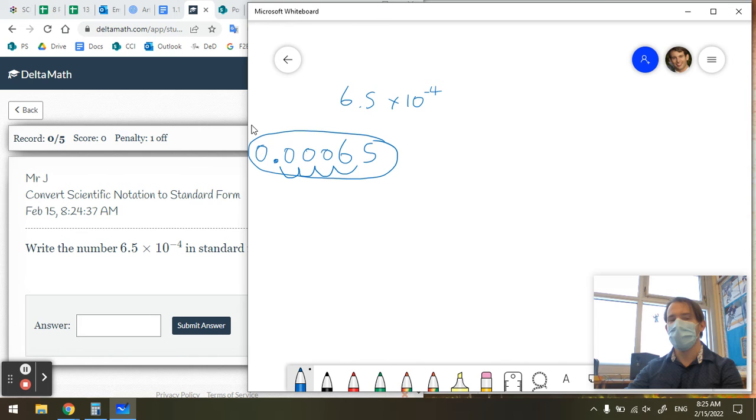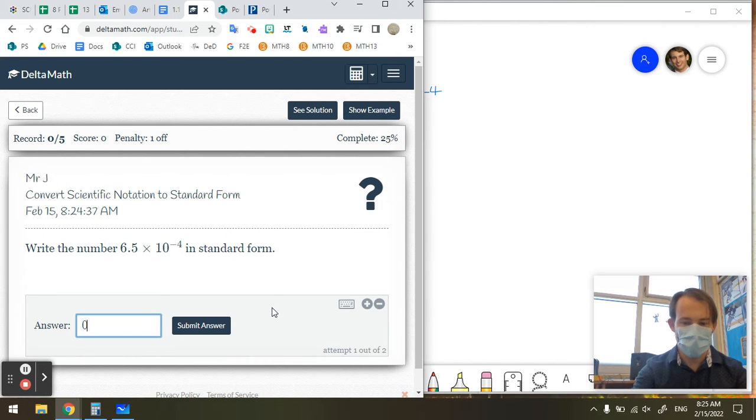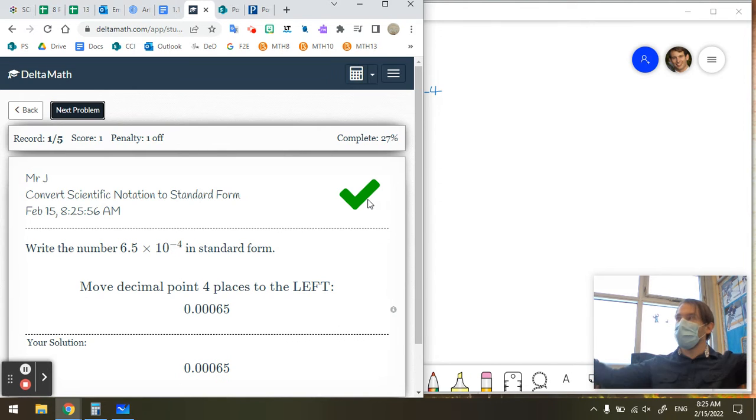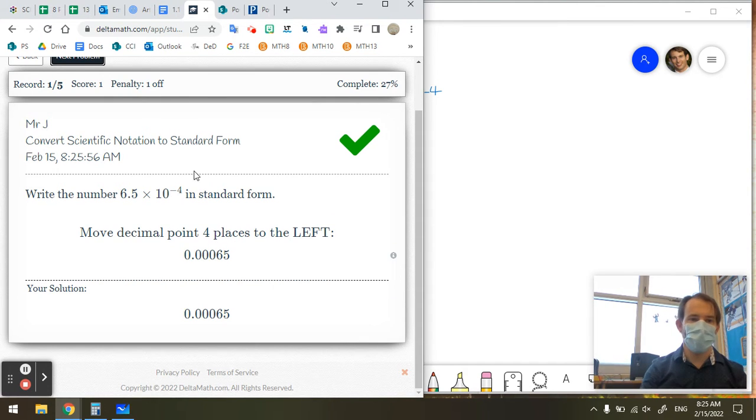Note I read that as 0.00065. I don't read that as 0.00065 because 65 is the number that, when you're that old, you retire. It's not 0.65. So when it's past the decimal place, you read it just as its digits. Submit answer. Yes. Hooray, it is correct. And then this tells me, oh yeah, that's just a set of instructions.